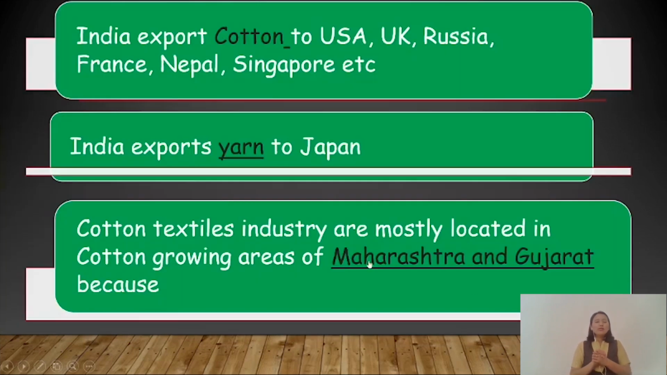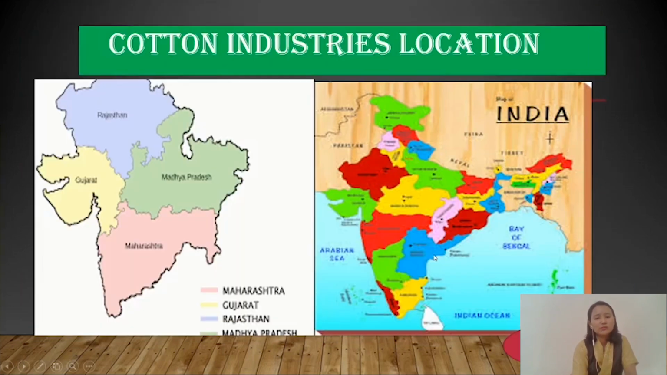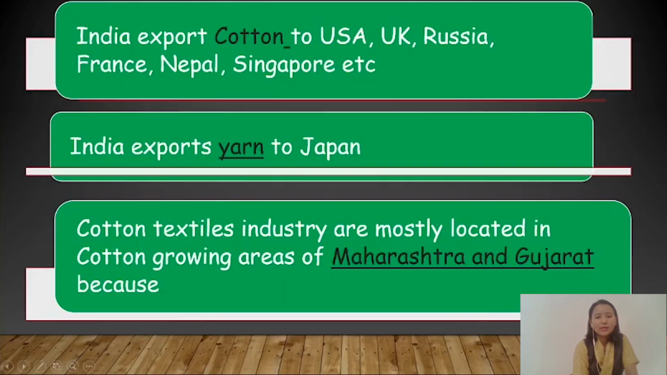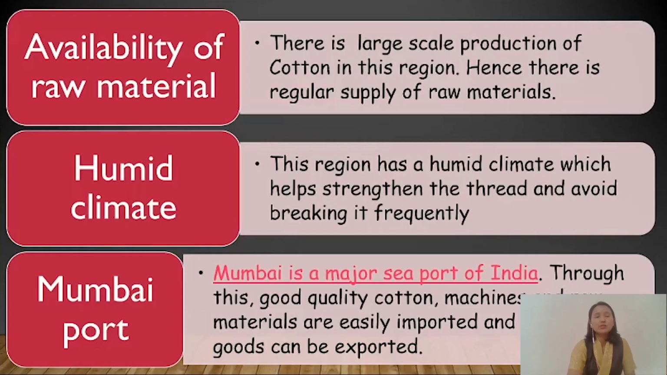Now looking at the cotton textile industry, most cotton textile industries are located in the Maharashtra and Gujarat region. Why are most of them located here? There must be some reason behind it. Yes. The cotton textile industries are mostly located in Maharashtra and Gujarat because of a few reasons. Number one is availability of raw material. In this area there is large-scale production of cotton, so there is a regular supply of raw material to the industry.